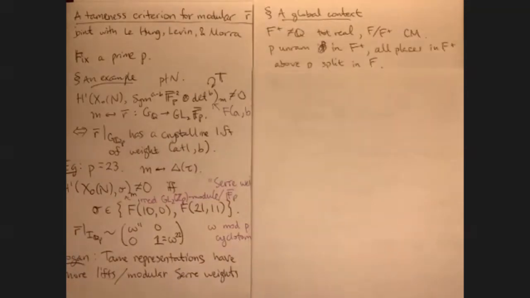So I'm going to start with a totally real field. And for technical reasons, I'm going to assume that it's not equal to Q. So this is just so that certain trace formula arguments can be used. Okay, so I'm going to consider some CM field over F plus. And I'm going to make the assumption that P is unramified in F plus. Maybe at the very end, I'll say something about how to relax this. And I'm going to further make the assumption that all places in F plus which are above P split in F. And we'll see why that's important in a second.